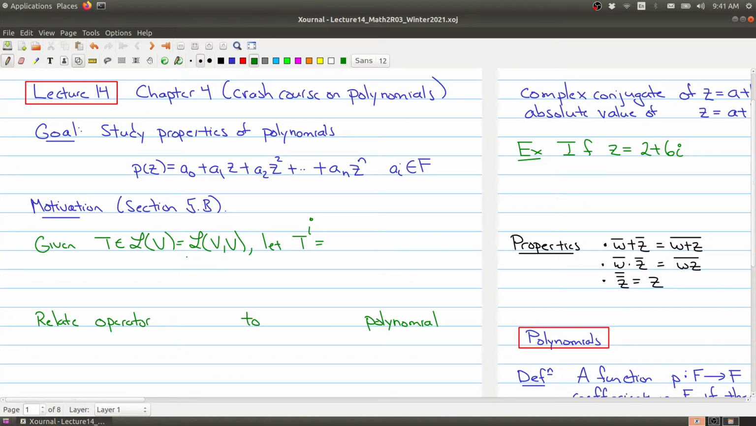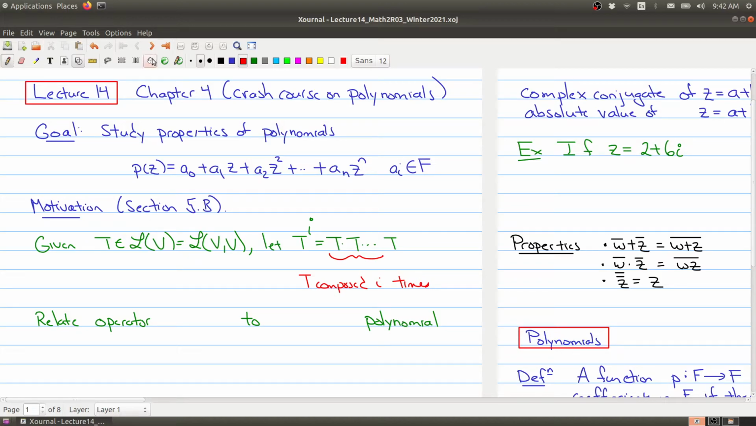And because T goes from V to V, we're allowed to take T and raise it to the power of i. What that means is we can take T and compose it with itself i times. So if it was T cubed, we would take our vector, stick it into T, take that vector and stick it into T again, and take that vector and stick it into T a third time.